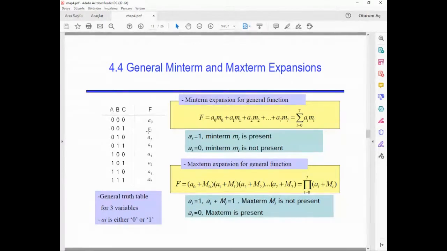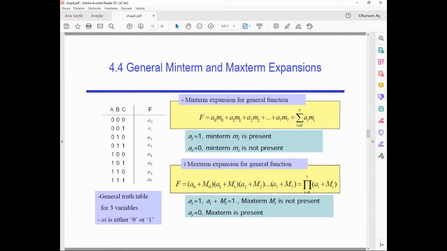Let's say that a1 is 0. 0 is effective in the AND gate, right? That means if a1 is 0, m1 is not important. This expression is 0. And we don't have to write 0 in the OR gates. If a1 is 0, it means a1 and m1 is 0, and you don't have to write 0 in OR gates.